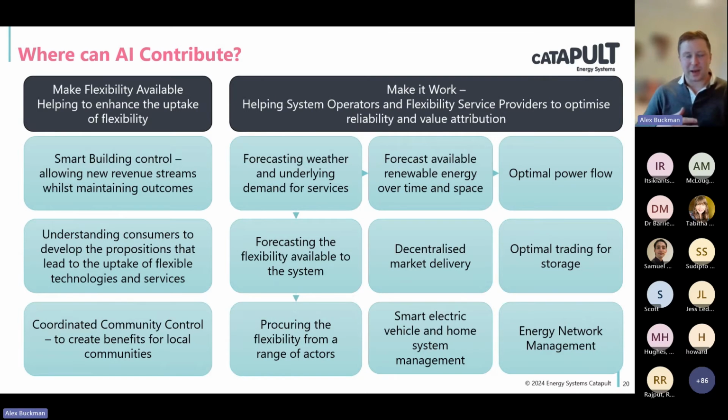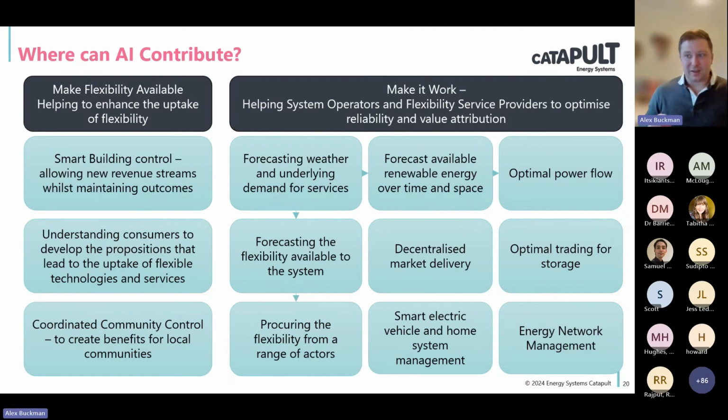If we look at that left-hand side first, smart building control. Now, smart buildings is a term that's maybe been watered down a little bit as we go on. But generally what it's really saying is that we're developing capacity from things that didn't used to have capacity to provide flexibility. So how do you enable these previously unused things to be used through smart technology?